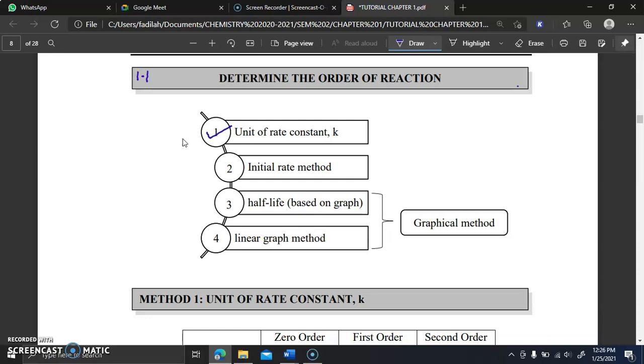Okay, this one dah. Then last week also teacher dah ajar method number 2, which is the initial rate method, di mana kita akan compare through data from the series of experiment. Today we will continue with method number 3 and also method number 4. Method number 3 and method number 4 is by using a graphical method. So we start with the half-life method, which is based on the graph.